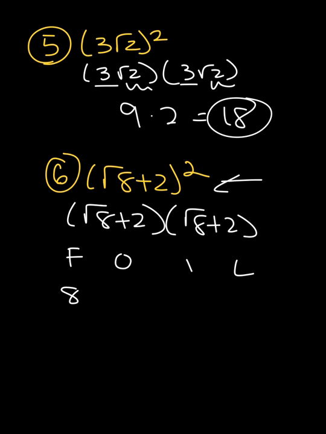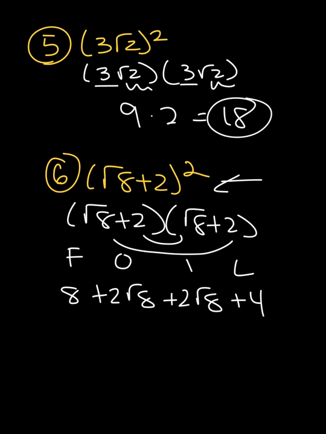My outside, root 8 times 2 gives me plus 2 root 8. My inside, I get the same thing, plus 2 root 8. And my last, I get 2 times 2, which gives me a positive 4. Combine my like terms, so I have 8 plus 4 gives me 12, and then 2 root 8 plus 2 root 8 gives me 4 root 8.